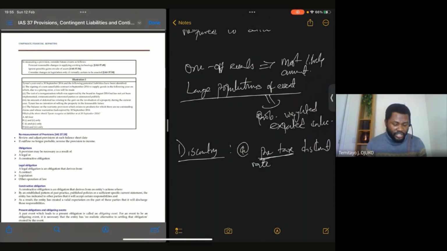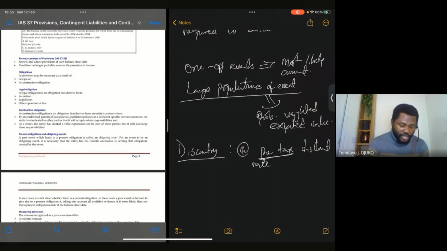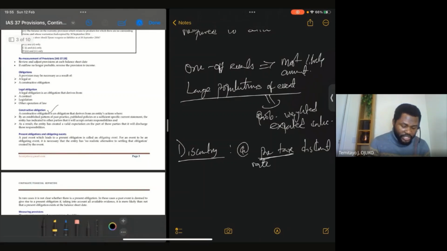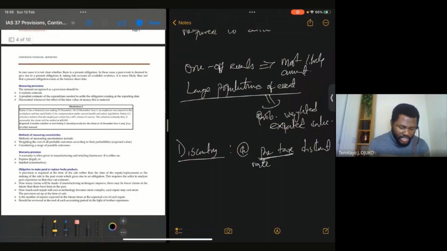Let's look at this illustration. I've explained what the constructive obligation is. We've explained what a legal obligation is. So I'm not going to dwell so much on all that. Now, let's just look at measuring provision.